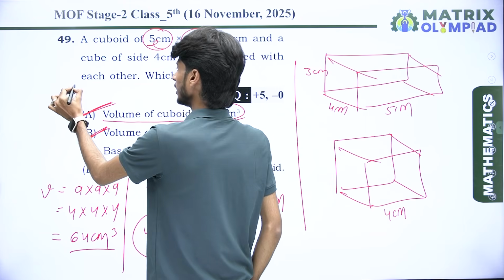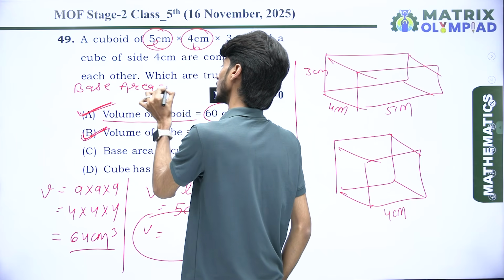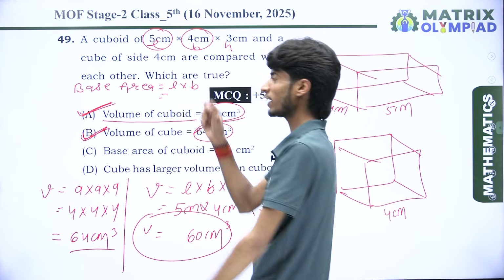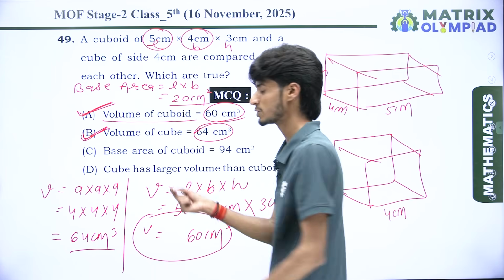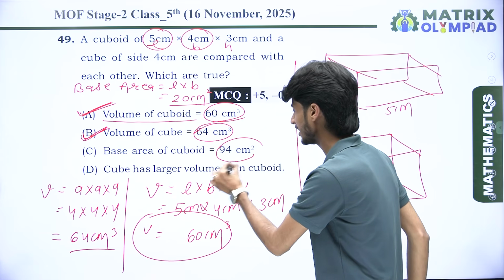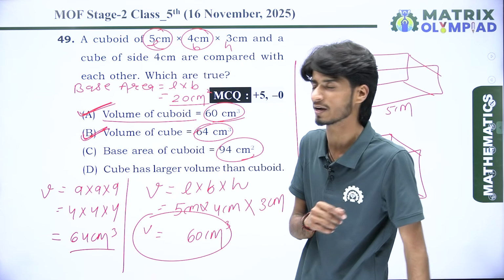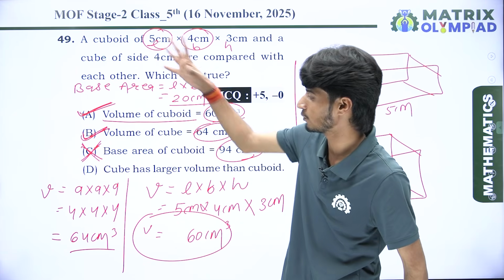Look, we know very well base area is equal to length multiply breadth. So 5 multiply by 4. 5 4s are 20 centimeter square. So this is the correct. That means you can see here this is not equal. There are 94 centimeter square. So we can't say this is the correct option for question number 49.